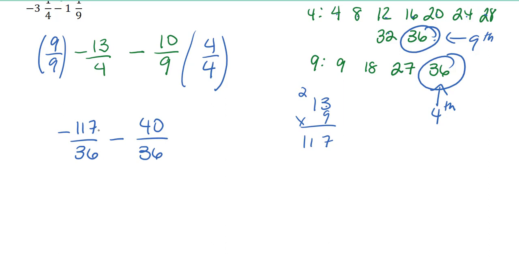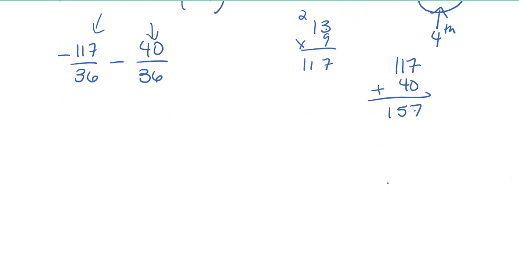So we're going to treat these two numbers as if we're adding the two, because we're just becoming more negative. We're going left on the number line rather than going right on the positive side. So all we have to do is 117 plus 40. So that's 7, 5, 1. But we're going to keep the negative sign. So this is equal to negative 157 over 36. Now we're going to convert this back.